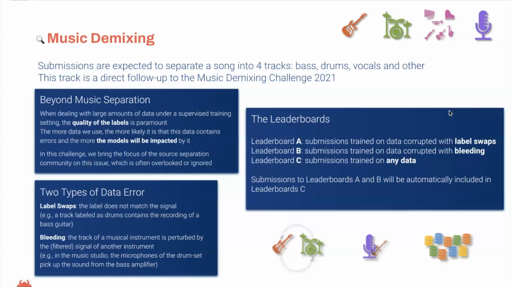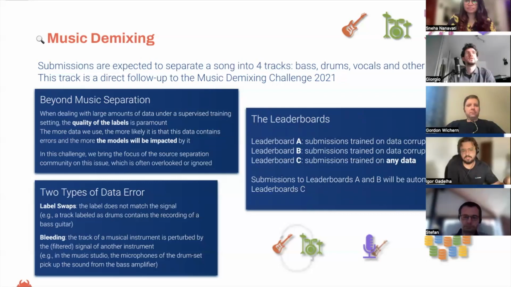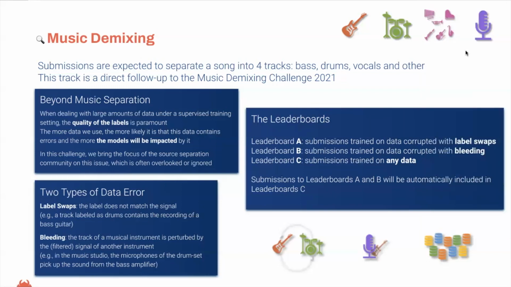So especially when dealing with supervised learning, the quality of the labels that we use to indicate the identity of an instrument, for example, is very important. And the more data we add to the training pipeline, the more likely it is that this data contains some mistakes. And also the more the models will be impacted by it. So we want to bring the focus of the community to this particular issue, and we therefore devote 2 of the 3 leaderboards of the music track to this issue.